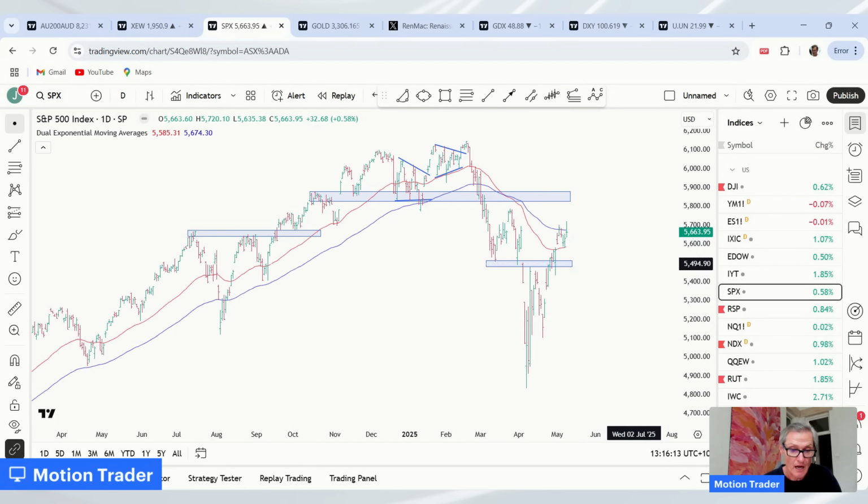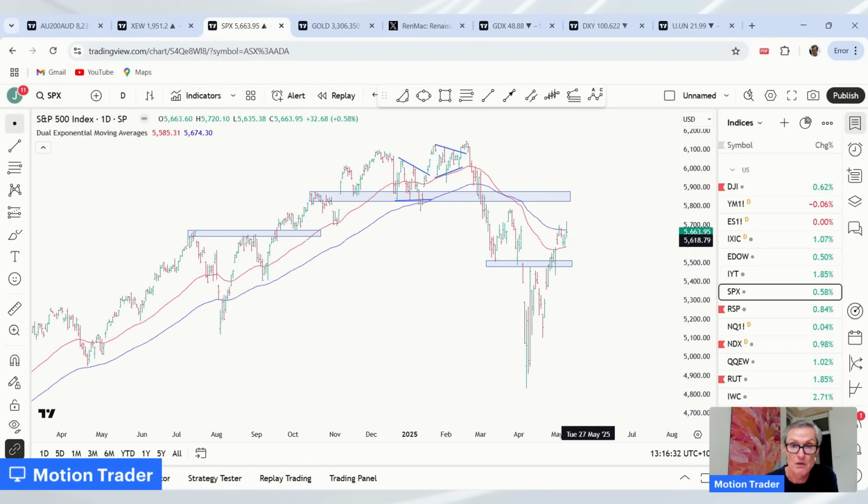So I don't think now's the time to get aggressive, but I do want to be positioned on the side of momentum, which at this point is upwards. And as I said with the ASX 200, it's cautious optimism. I think that's the play here at the moment.